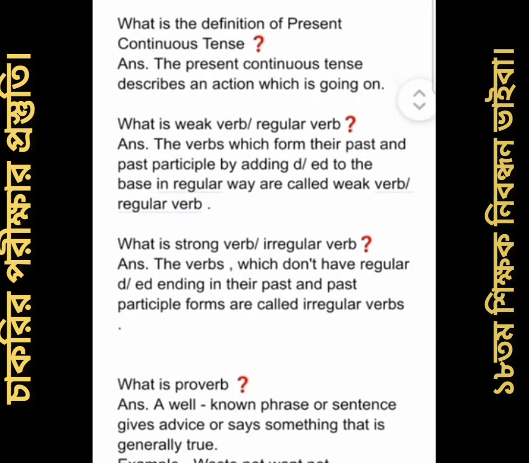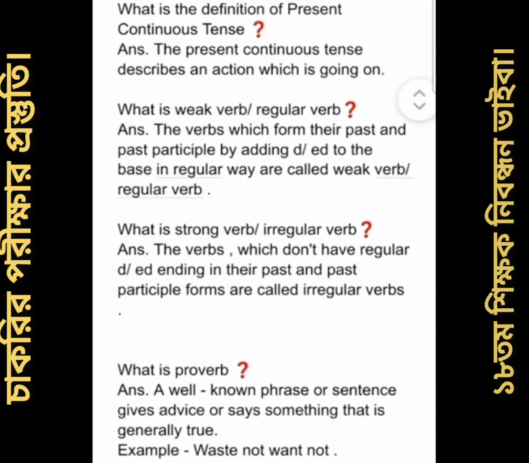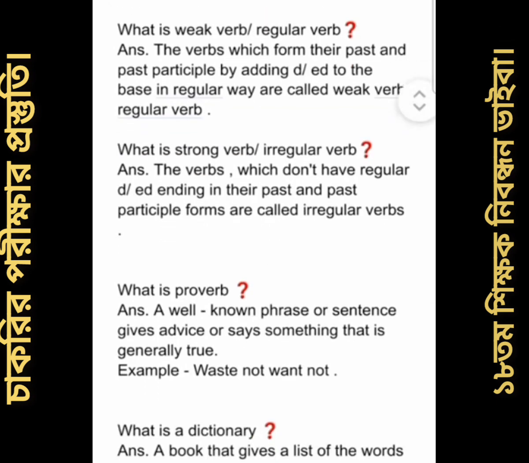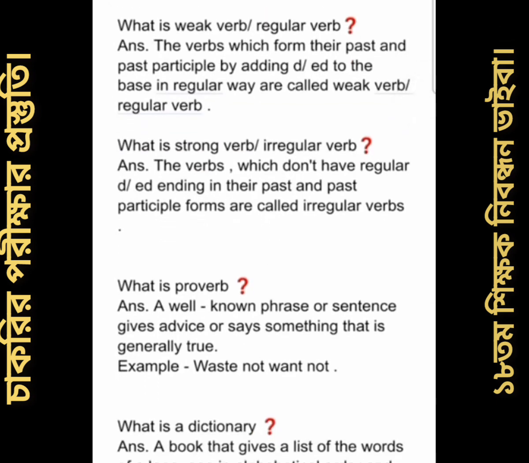What is the definition of present continuous tense? The present continuous tense describes an action which is going on. What is weak verb or regular verb? The verb which forms its past and past participle by adding ed to the base in a regular way is called weak verb or regular verb.